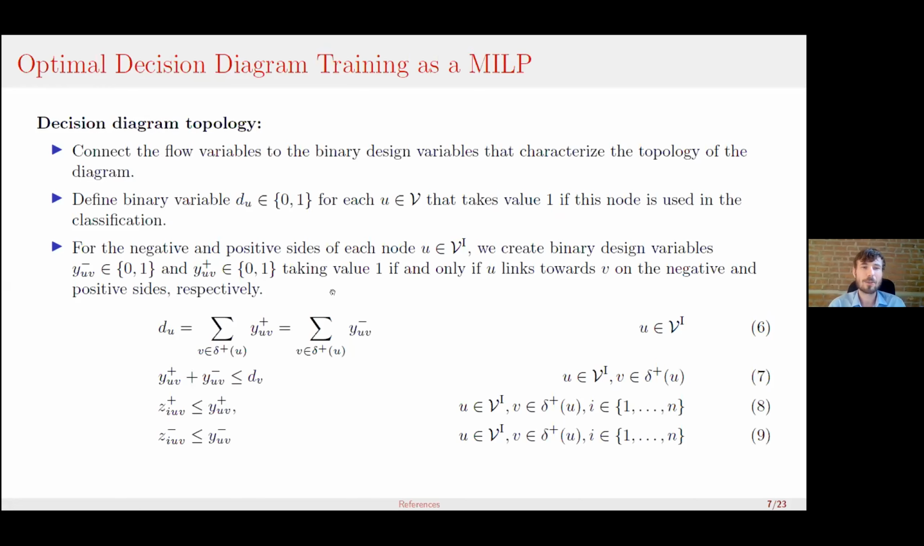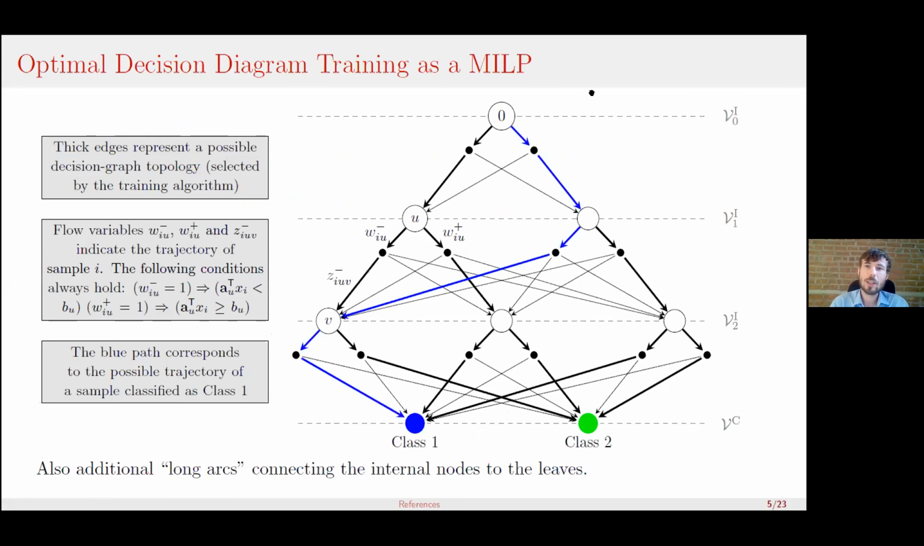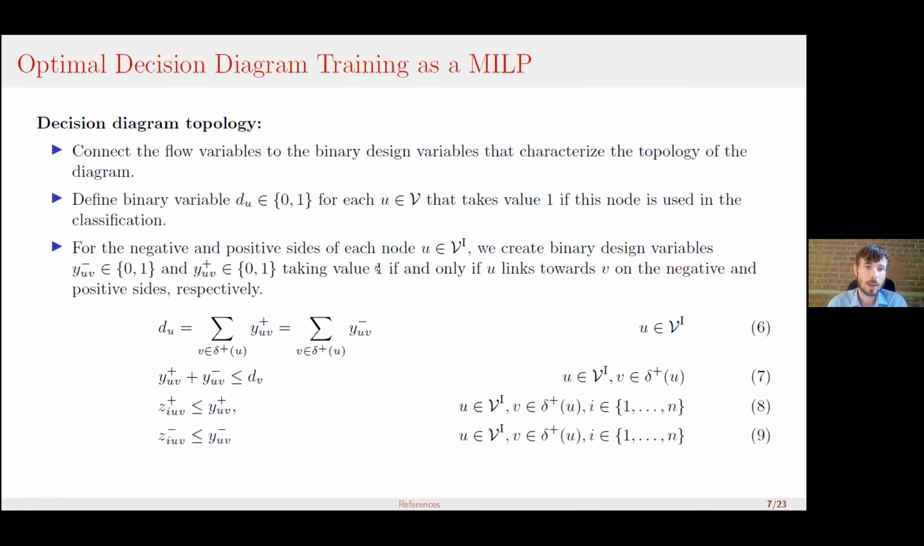And then we have this topology decision. For every intermediate node here, I need to select where this node will point. We do that through additional y variables that are the design variables that tell you whether this arc is open or not, whether it can or cannot carry the z flow. So these are the design variables y.